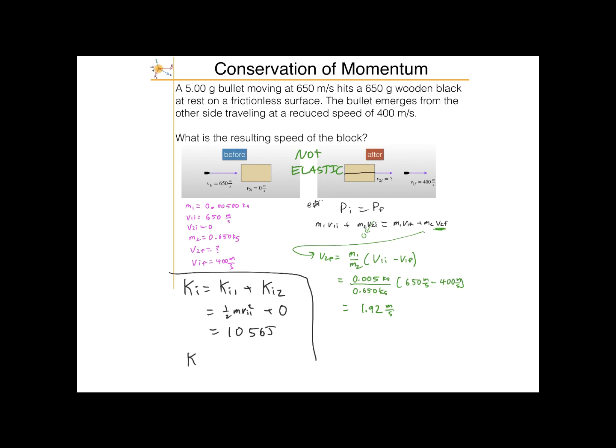And if I do the final kinetic energy afterwards, that would be the final kinetic energy of the bullet plus the final kinetic energy of the block. When I plug those numbers in, I get a much smaller number. I get 401 joules. So you see that energy was lost here. Energy got lost during this collision. So this is definitely not an elastic collision.